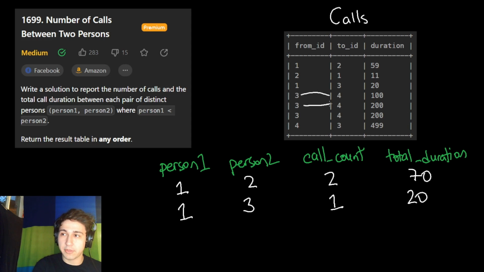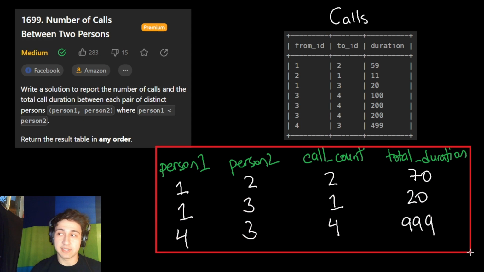We can see person number three called person number four three times, and then person number four called person number three back once. So we're going to have person number four and person number three, right? They had four calls together, and how long were their calls? This adds up to 999 minutes. Now, this is nearly our desired result.